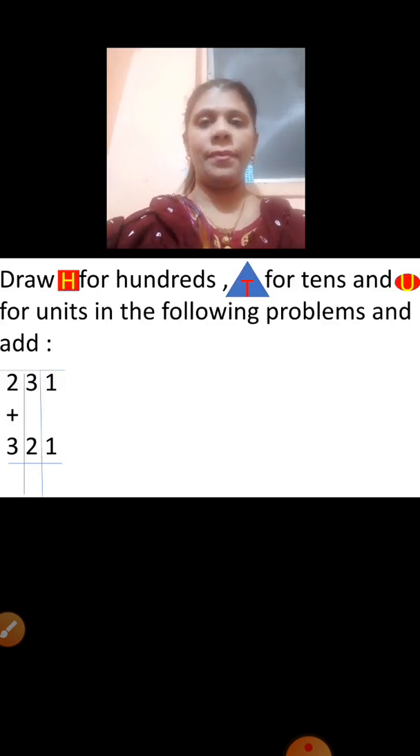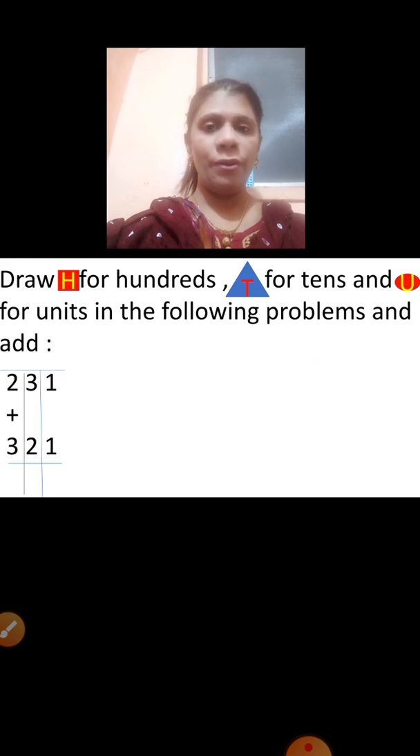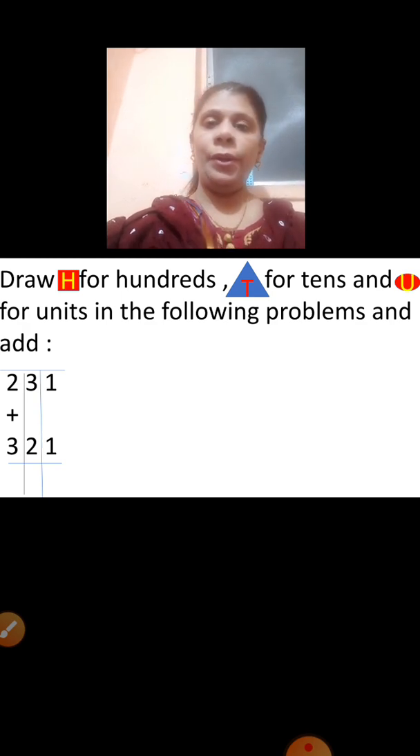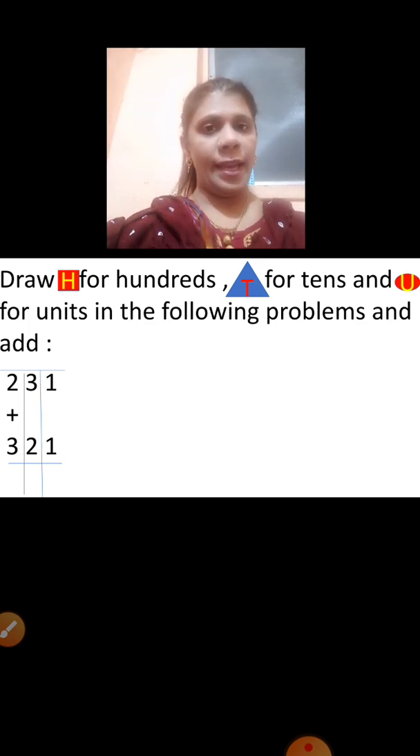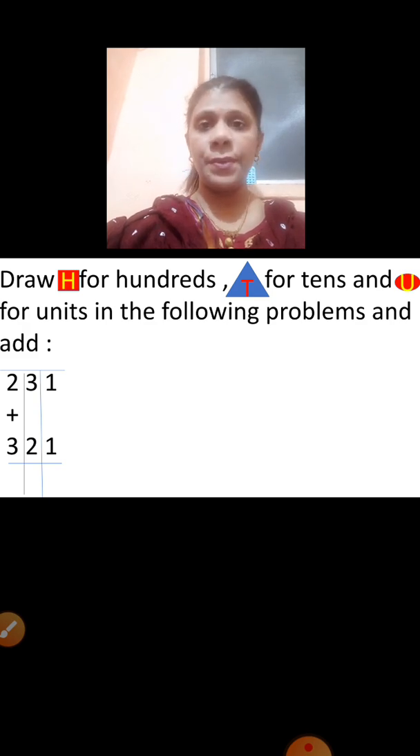Let us see. Here, draw H for hundreds. What is our question? Draw H for hundreds, T for tens and U for units in the following problems and add. Now here, you are going to draw hundreds for H, tens for T and units for U for the following numbers which are given below. Now see, what is our number? Always start from your right hand side.